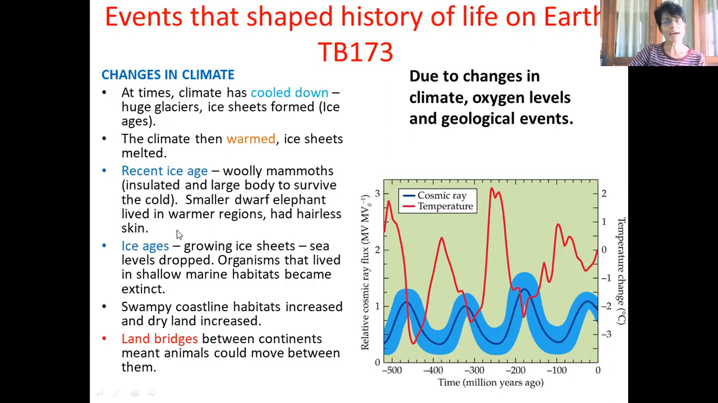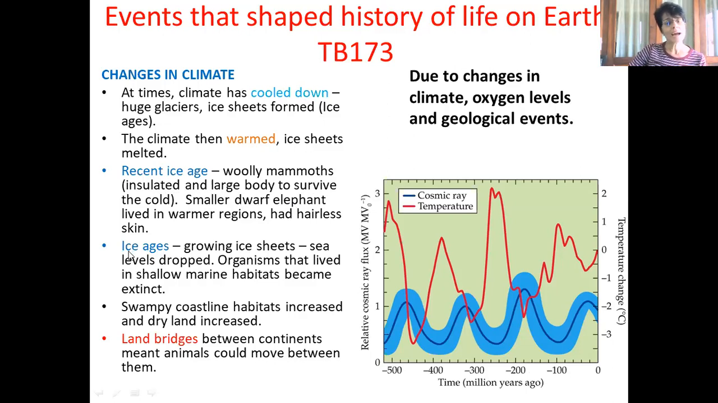And the most recent ice age was the one where the woolly mammoths roamed the earth, and they were very well insulated. They had these thick fur coats. Smaller dwarf elephants lived in warmer areas, and they were hairless. They didn't need all that insulation.